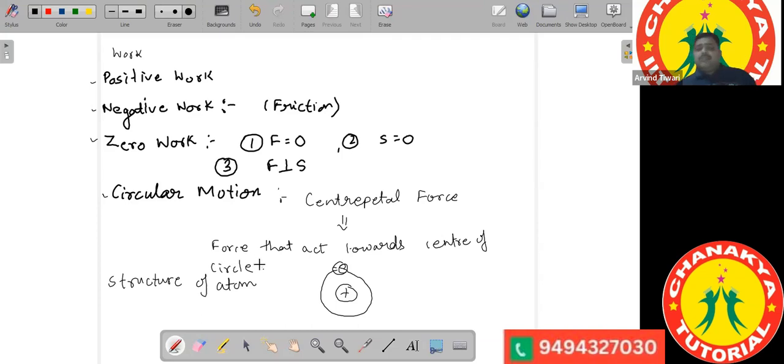In circular motion, the force always acts perpendicular to the displacement, and therefore in circular motion, the work done is zero. Work done by the centripetal force is always zero. Therefore, work done by the sun in revolution of the earth is zero. Therefore, the work done by the nucleus in revolution of the electrons is also zero. I hope everyone has understood all these 4 points of the work.